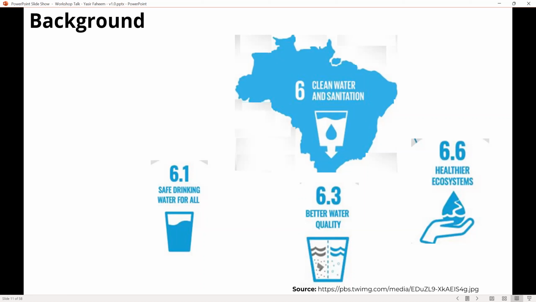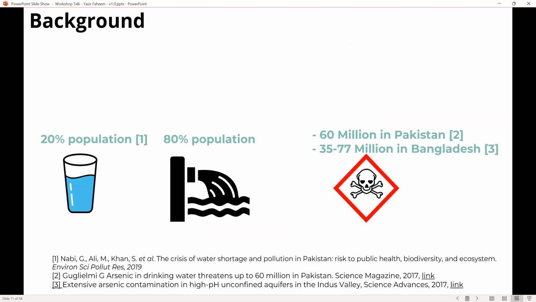So, why are we addressing this SDG in this project? In Pakistan, only 20% of the population has access to clean drinking water. The rest of the population drinks contaminated water. Even the underground water that is used mostly is cleaner than the water that is acquired from open water bodies, but still it is contaminated with chemicals like arsenic. As per a report, 60 million population in Pakistan is drinking arsenic contaminated water. That is highly dangerous. It causes cancer and respiratory diseases, and it can also kill people.